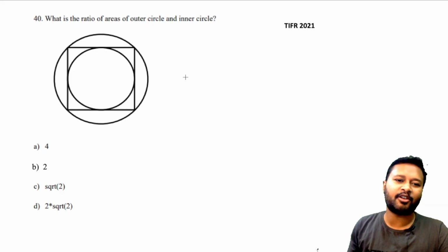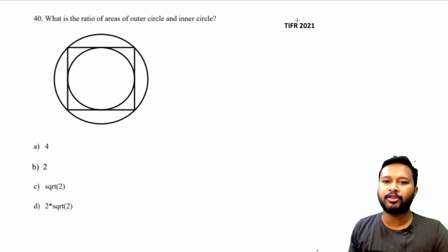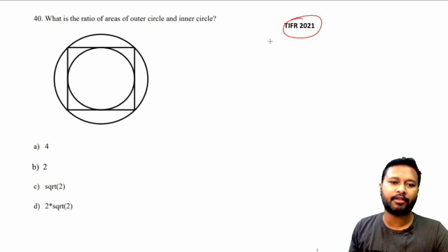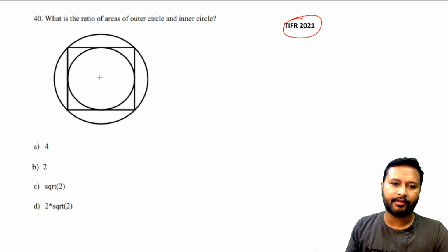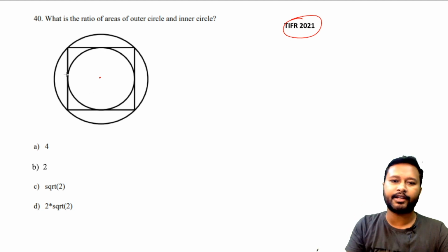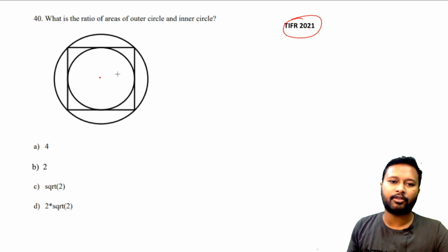All right, let's try to solve this very basic question from geometry, which was asked in the TIFR 2021 exam. The question says, what is the ratio of areas of the outer circle and the inner circle? You can see there is a bigger circle and a smaller circle. Both of them have the same center, and there is a square. So it's like a bigger circle, a square, and a smaller circle fitted inside that square. So you need to find out the ratio of areas.